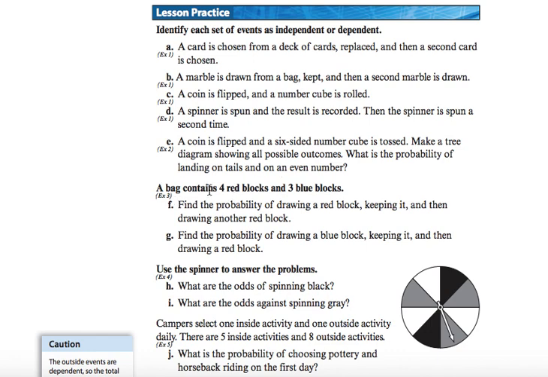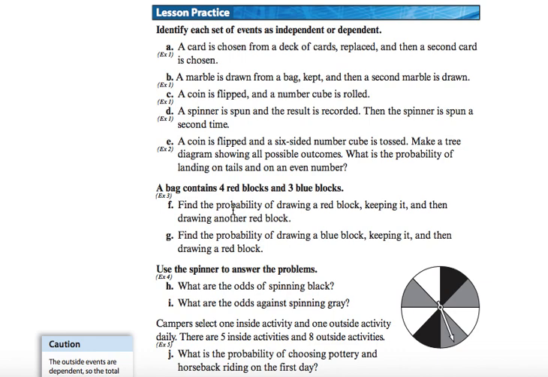In the next section, it says a bag contains 4 red blocks and 3 blue blocks. It says in letter F, find the probability, and letter G, find the probability. So let's practice. Find the probability of drawing a red block, keeping it, and then drawing another red block. So red blocks would be 4 out of 7 the first time. You got that red block out, and now you have 3 out of 6, so you'd multiply those two things together, 4 out of 7 and 3 out of 6. When you're multiplying, you then reduce, and you're going to have your final probability. That final probability is going to be 2 out of 7 once you've reduced both of those multipliers.